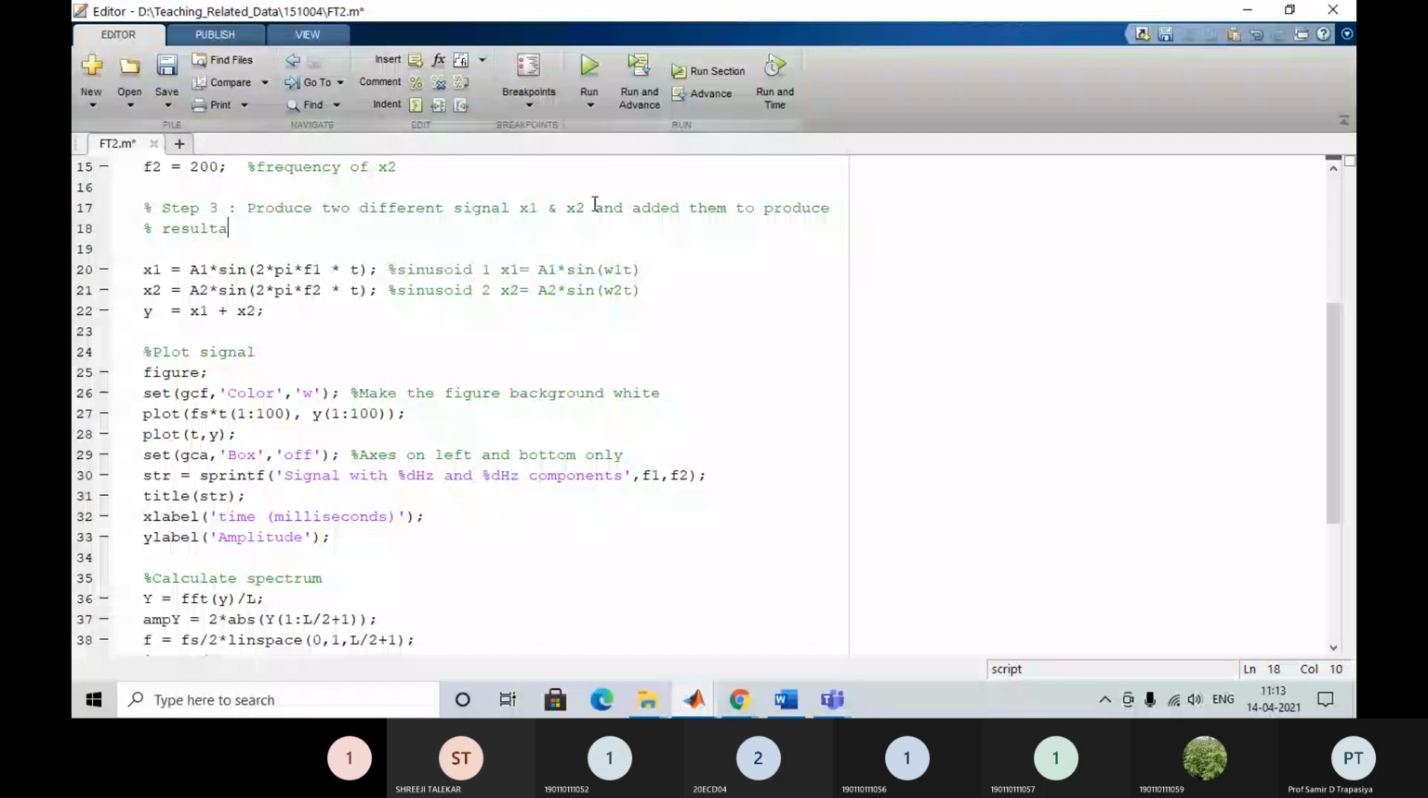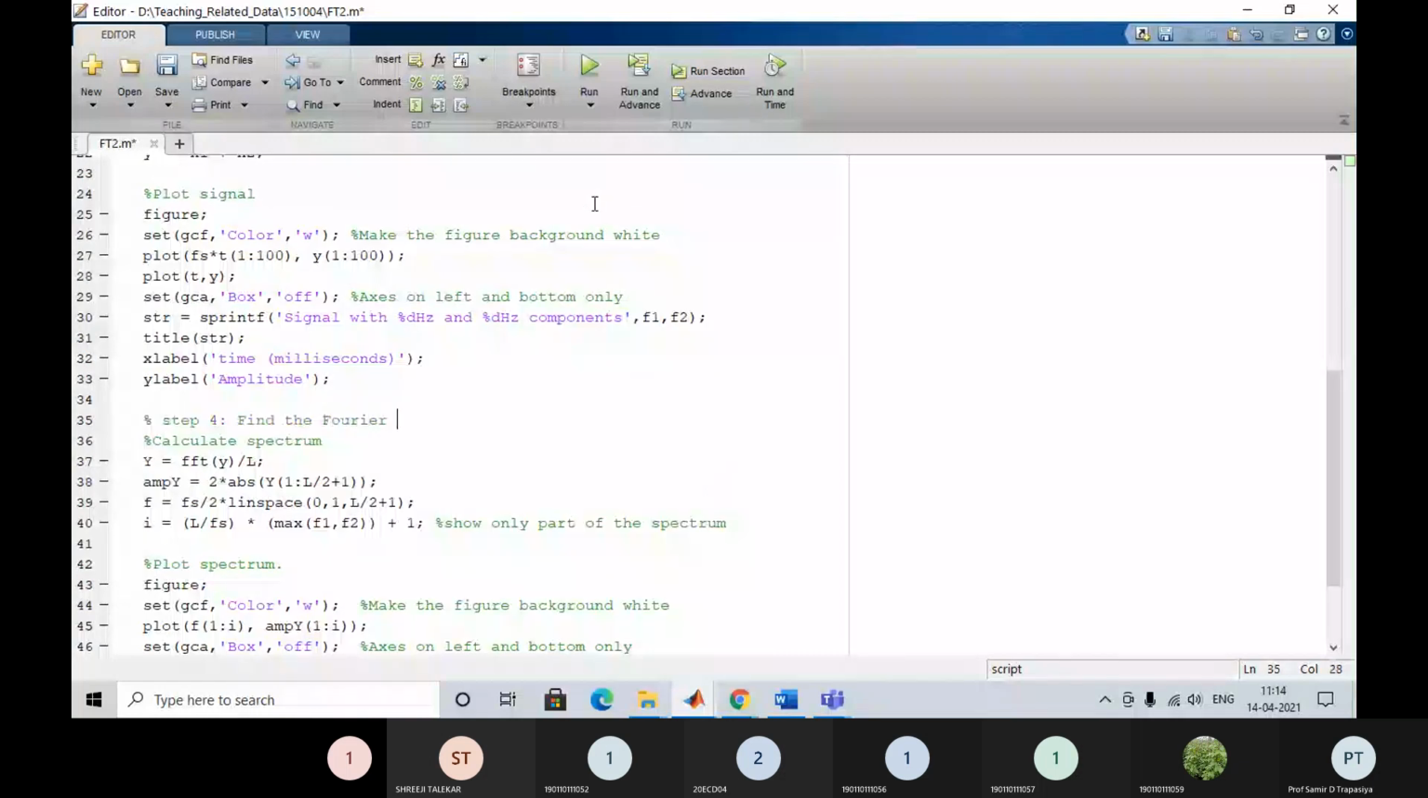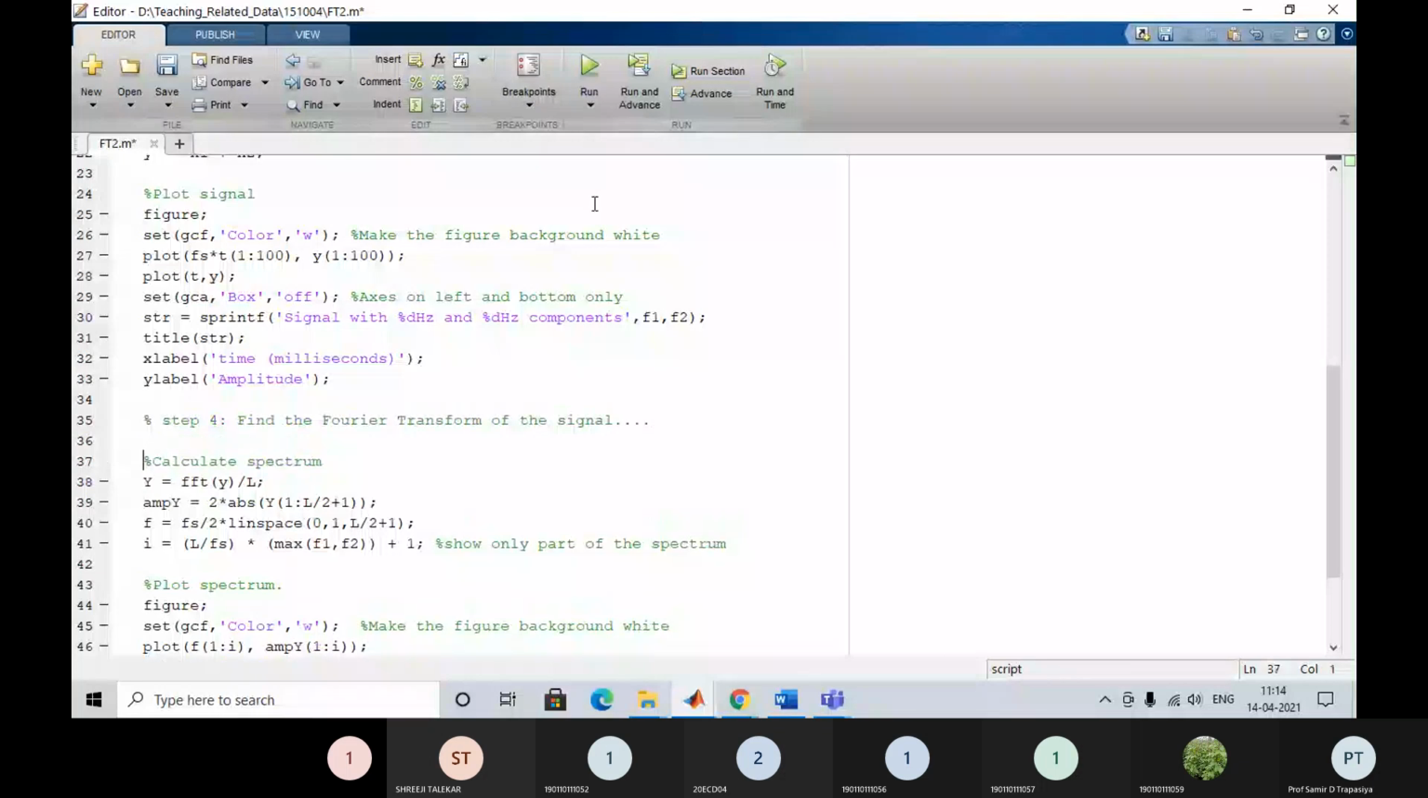So step number 4 is, we can say it's a comment line, step number 4 is to find the Fourier transform of the signal. So here we are in the process of finding the Fourier transform of the signal. It is known as calculating the spectrum. We find the spectrum.